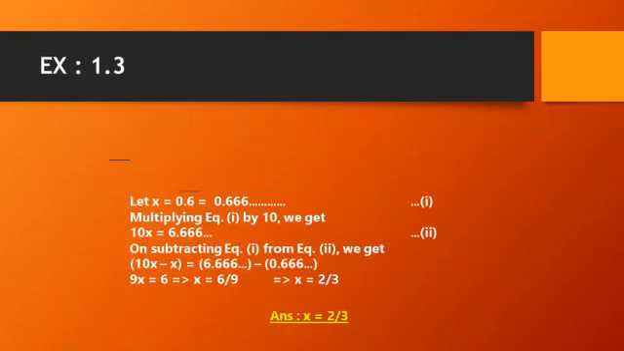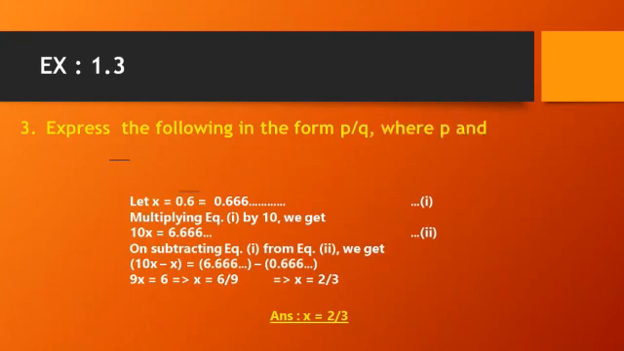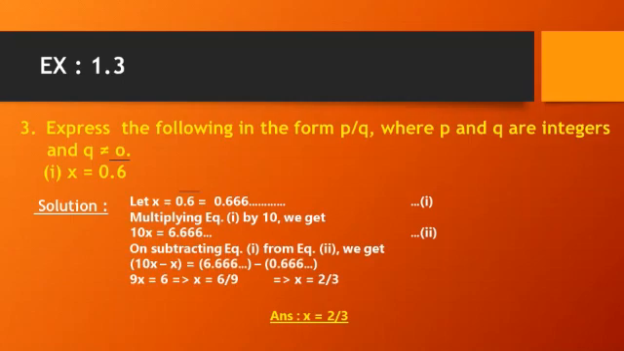Third question from exercise 1.3. Express the following in the form of p by q, where p and q are integers and q is not equal to 0. x is equal to 0.6 bar. Let x is equal to 0.6 bar, which can be written as 0.666, etc. Take this down as the first equation.